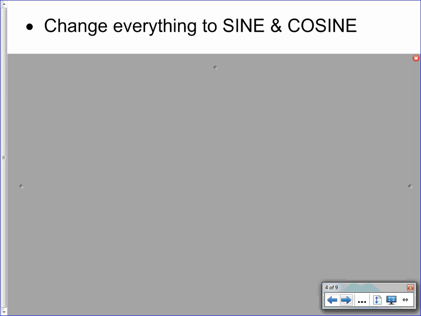If you're really stuck, change everything to sine and cosine, okay? This is not a strategy that you should use every single time, okay? But it is a strategy that if you're stuck and you start changing things to sines and cosines, okay, those are easier to work with, all right?